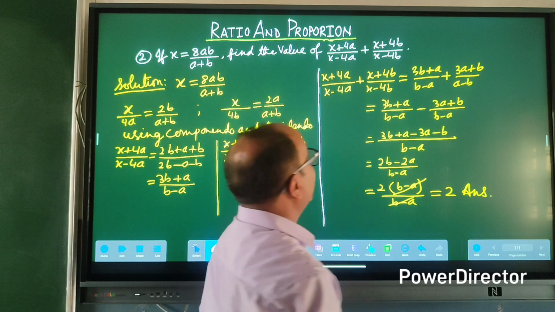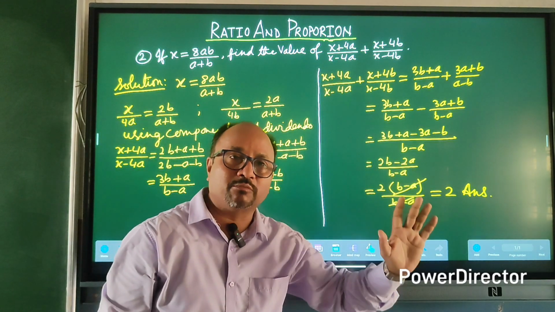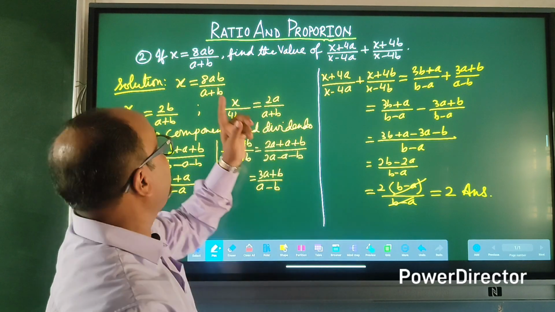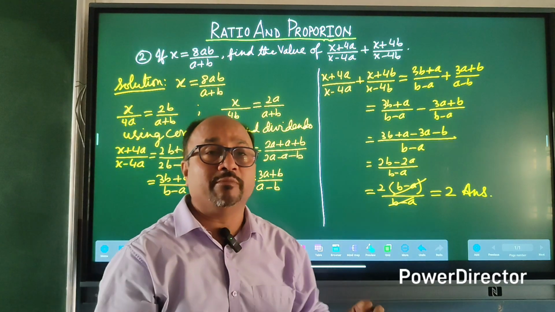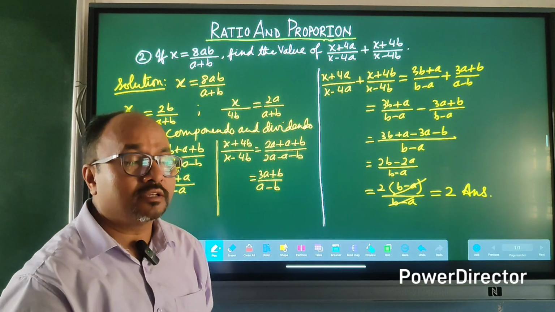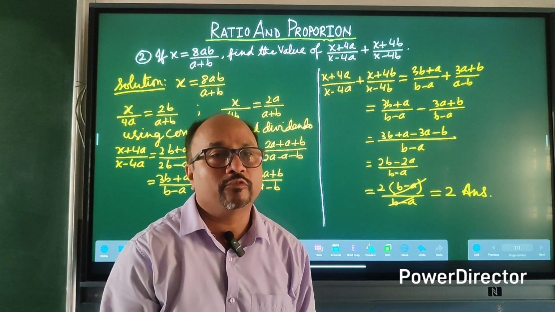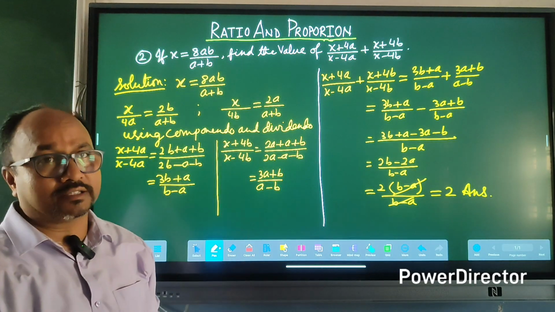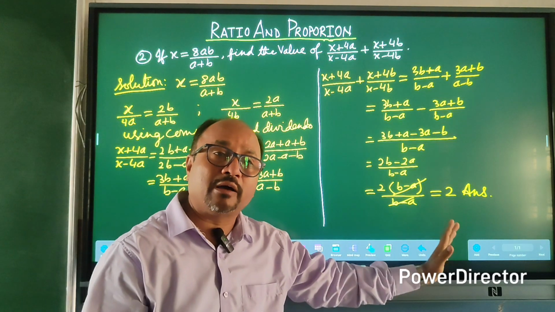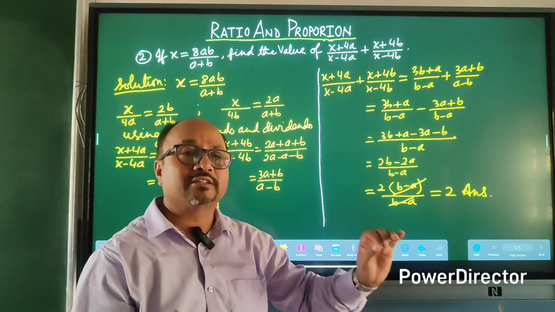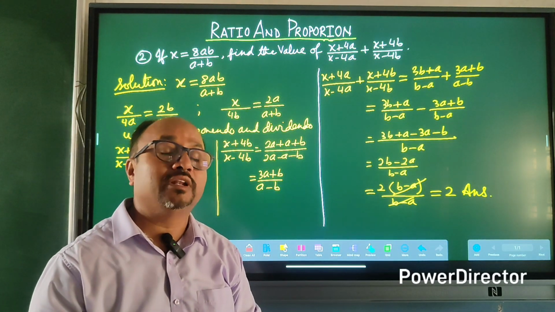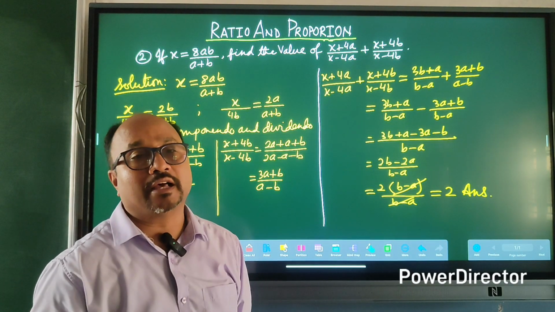So this is the value of x plus 4a by x minus 4a plus x plus 4b by x minus 4b when you are having x value as 8ab by a plus b. And a very good thing about this sum is, whenever you get this type of sum, whatever could be the value of x, but if the relationship is asked like this, the answer will come as 2. So do remember, you get a sum like this and you are asked the pattern to get the value like this, you will get it as 2 only as the answer.